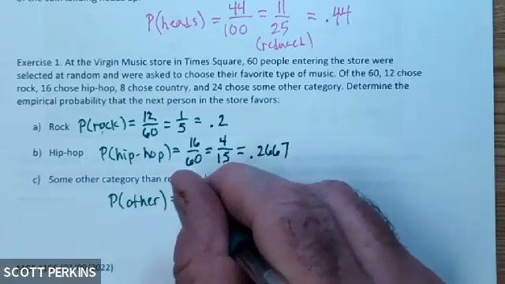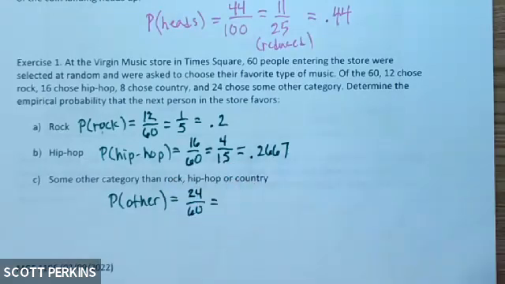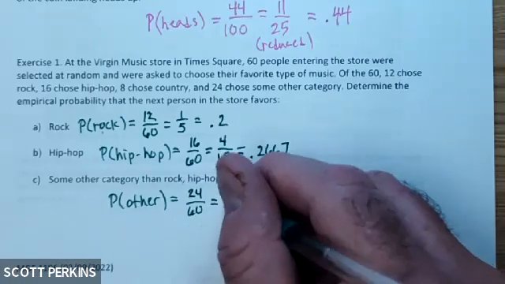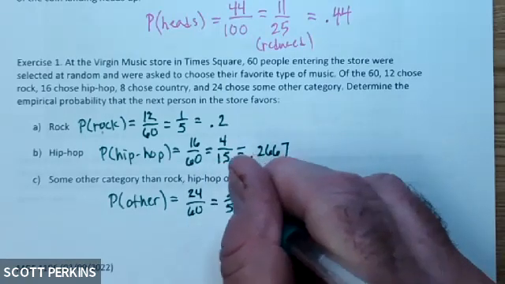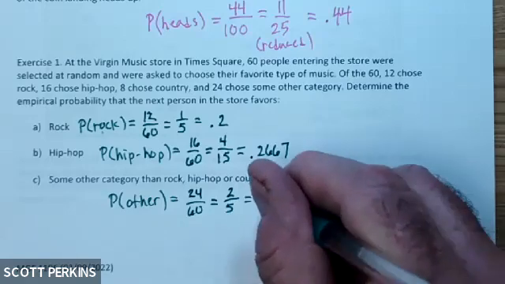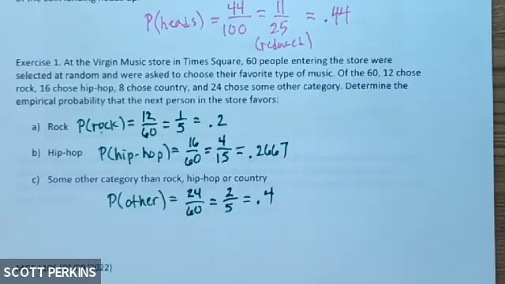And then last but not least, the other category, how many people liked something else? That is true, 24 out of the 60. Again, if you chose to reduce, 12 goes into both of those, 2 out of 5, or if you made a decimal out of it, you're looking at the decimal 0.4. How'd you do? We doing okay? Any feedback for me? Are we doing okay?